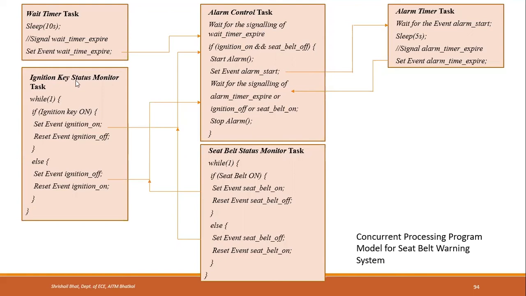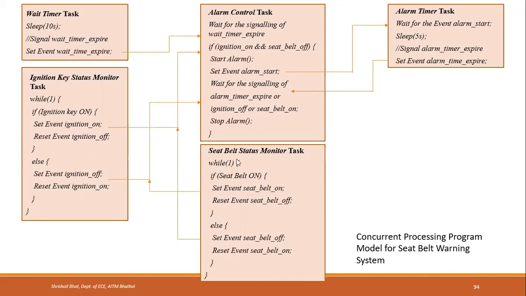For that, there are 2 other tasks. Okay, this ignition key status monitor and seat belt status monitor, they are monitoring tasks, means continuously they will be checking a particular thing. So we will have that in a while loop. While 1 means always it will be checking if ignition key is on. If ignition key is on, you are going to set the event ignition on and reset the event ignition off. Else means if ignition key is off, then you are going to set the event ignition off and reset the event ignition on. That means if ignition key is on, then event ignition on will be set, and if ignition key is off, then the event ignition off will be set.